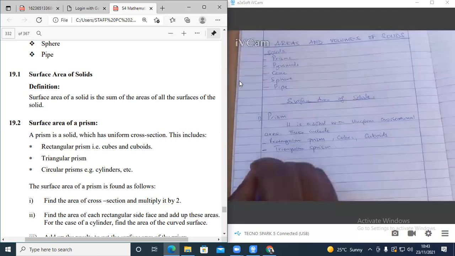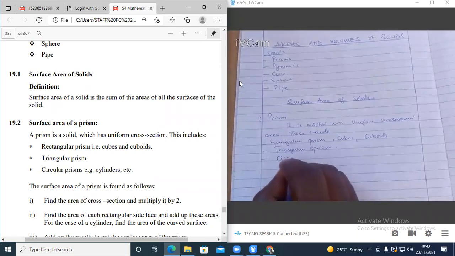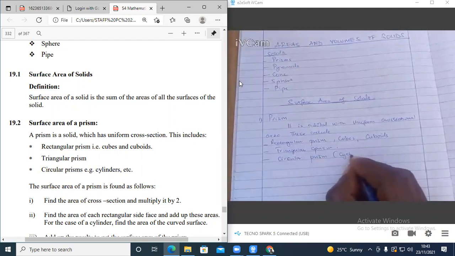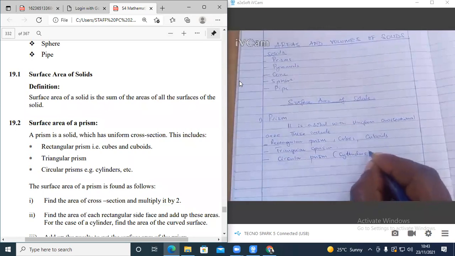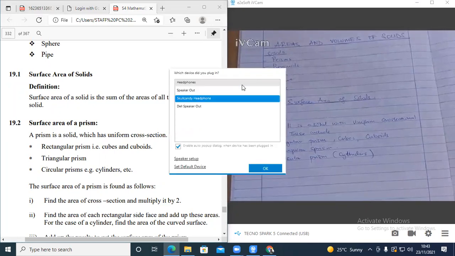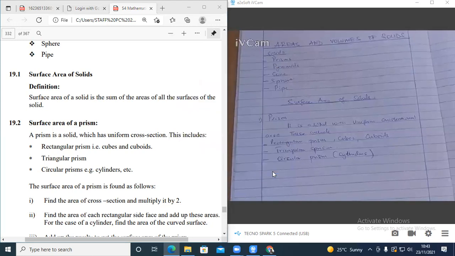What of a circular prism? Have you seen circular prisms? In the form of a cylinder. Yes. Cylinders are the prisms that we are talking about. So we are going to be able to find their surface areas. Okay. All right, let us proceed.